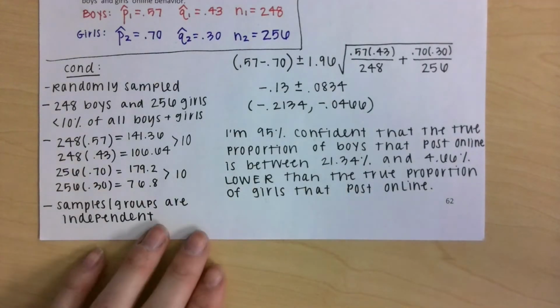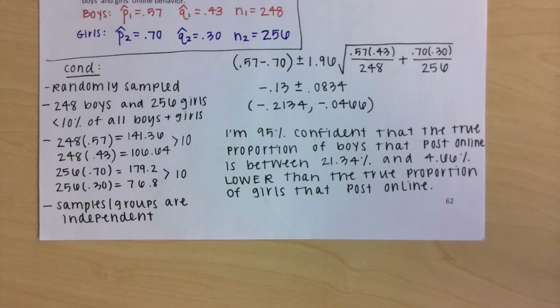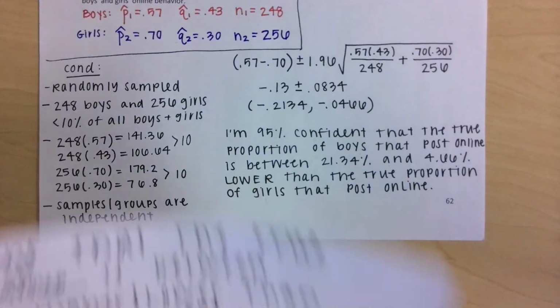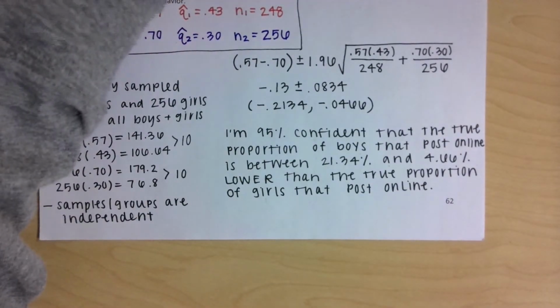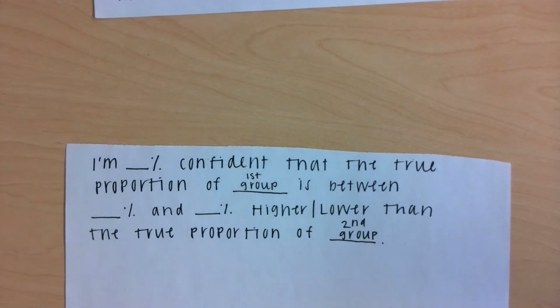Okay, if you're like me, I don't have much space here on the bottom, so I want you just to find a blank spot somewhere on your packet. Could be somewhere that you've been taking random notes. Find a blank page, and I want you guys to write down this general format for our two proportion confidence intervals.